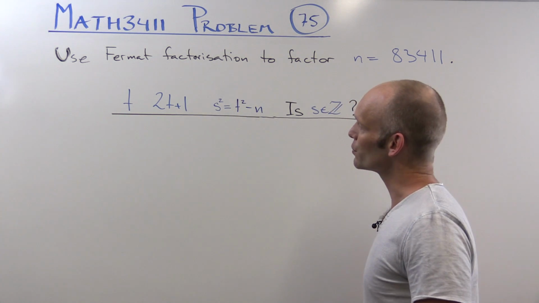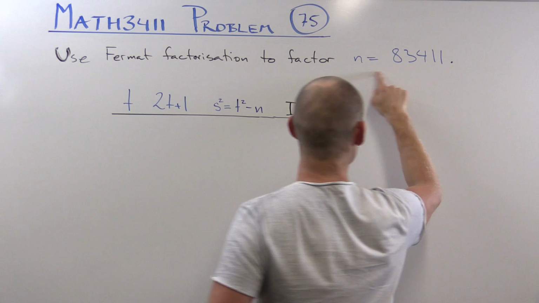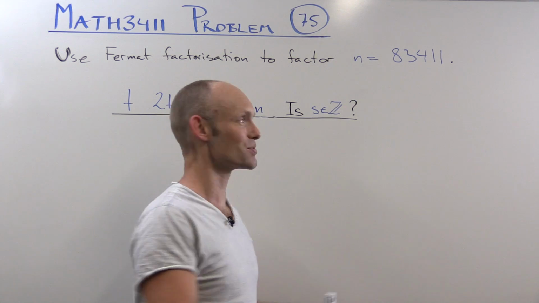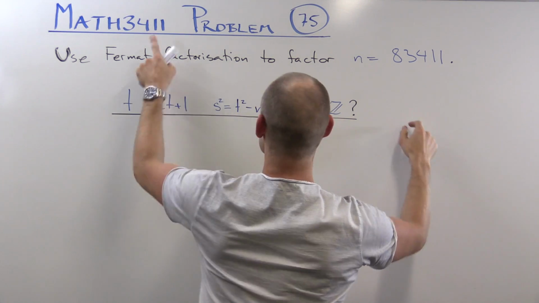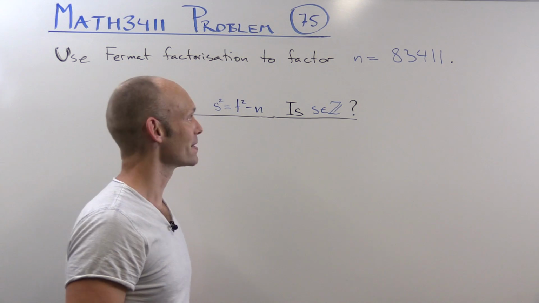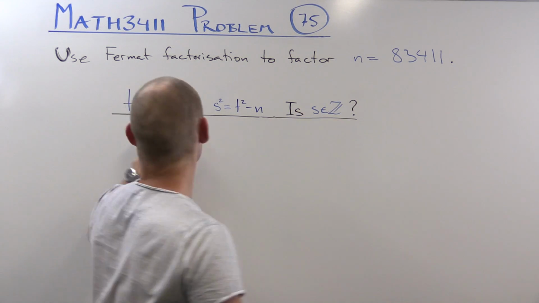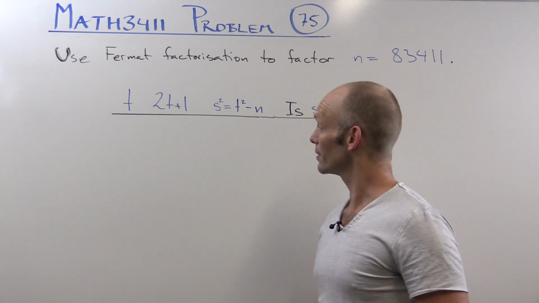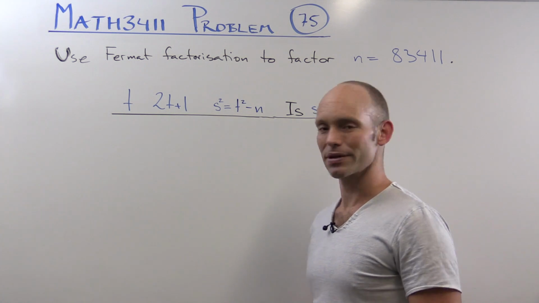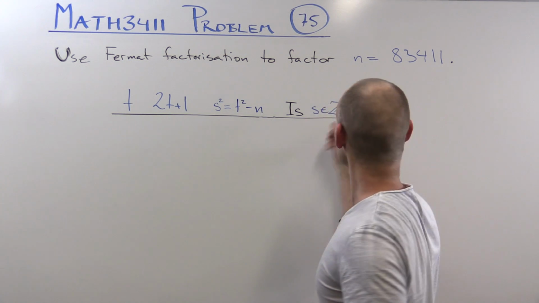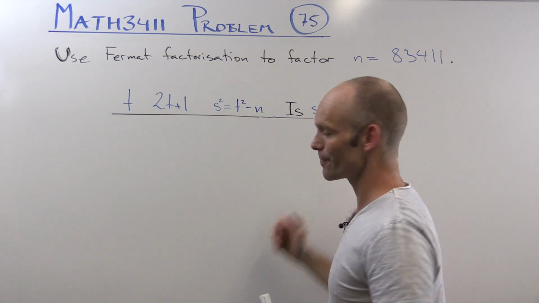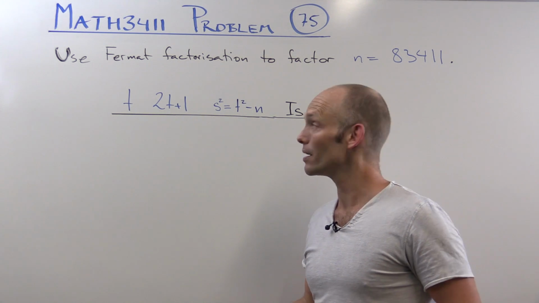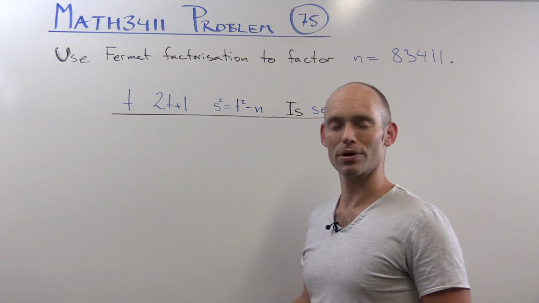The aim of this problem is to factorise a number, in this case n, which is 83,411. We want to factorise it using a particular technique, which is Fermat factorisation. This is similar to trial and error, where we try to see whether small numbers factorise it, and we keep trying bigger and bigger numbers, except it's a bit more intelligent.